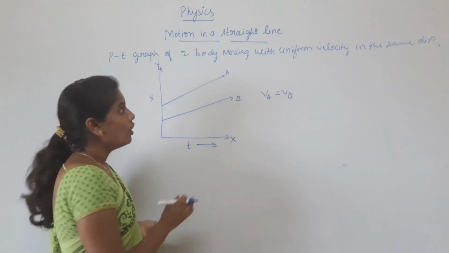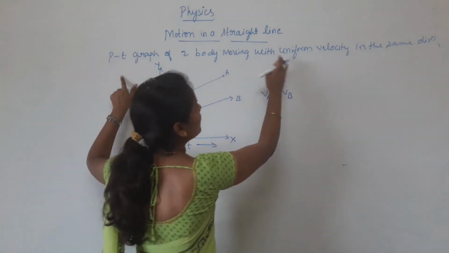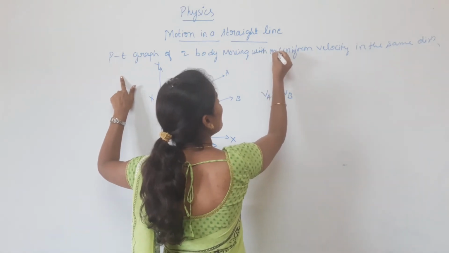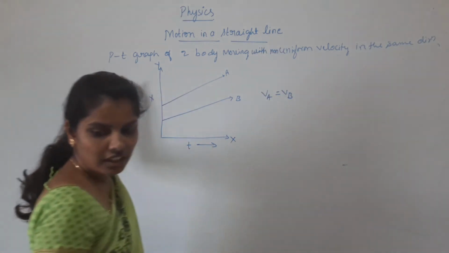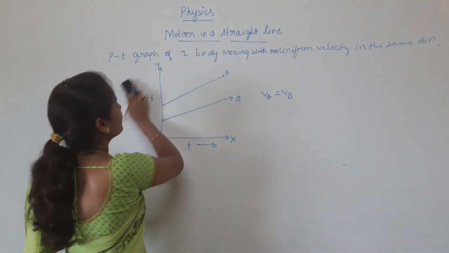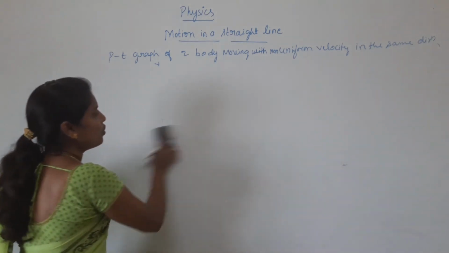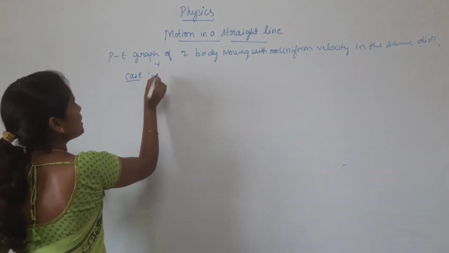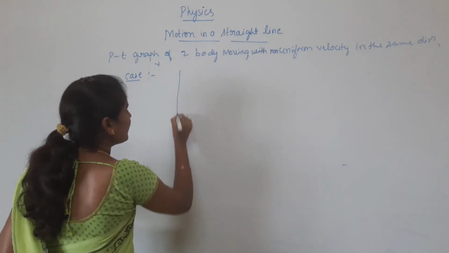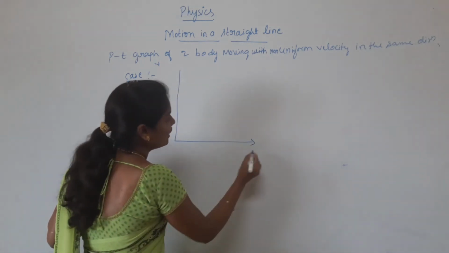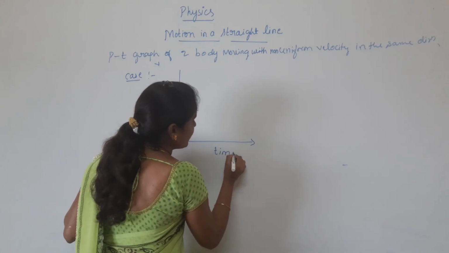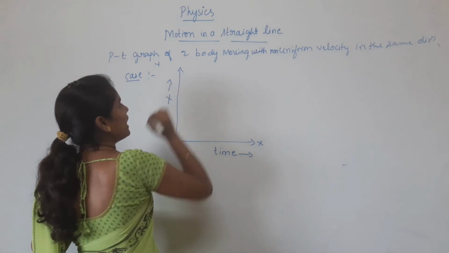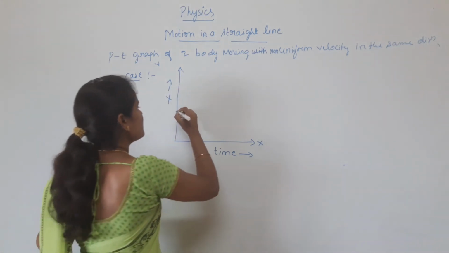So the next thing is two bodies moving with non-uniform velocity in the same direction. In non-uniform motion, there are two cases. Case number one: the nature of the graph is like this. Same thing here, time along the x-axis and position along the y-axis. The graph will be like this.